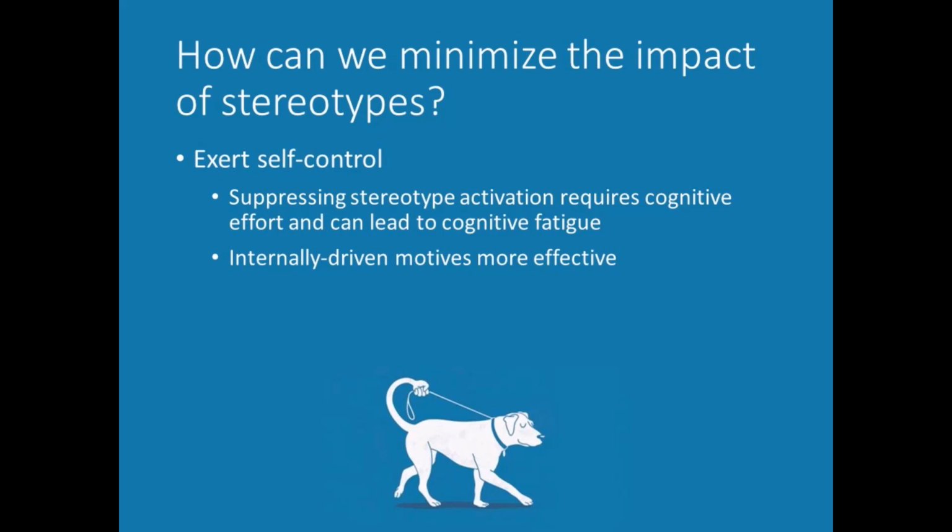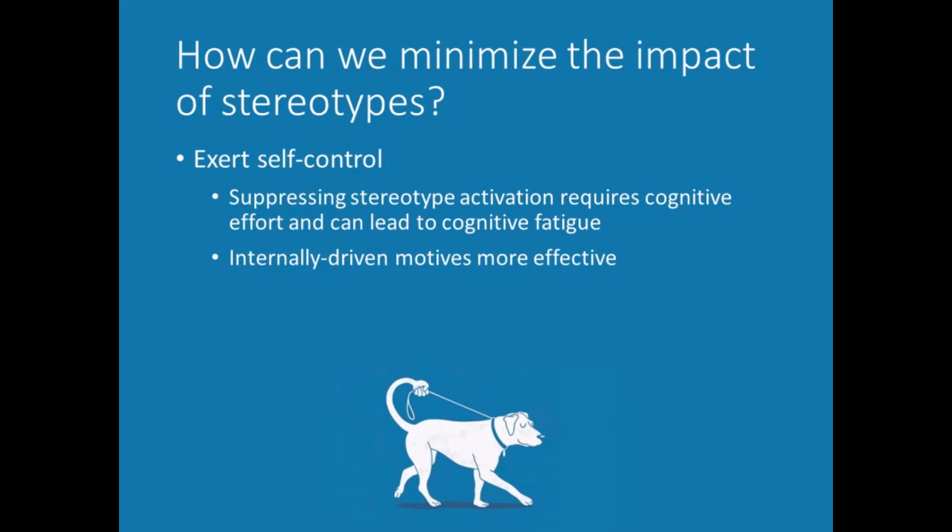Yet another option is to practice exerting self-control. Suppressing stereotype activation requires cognitive effort, and we may experience some cognitive fatigue, which impairs our ability to self-regulate. This is especially the case as we age, when we are tired or intoxicated, or when we have some kind of cognitive impairment. Some people are externally motivated to control their prejudice.